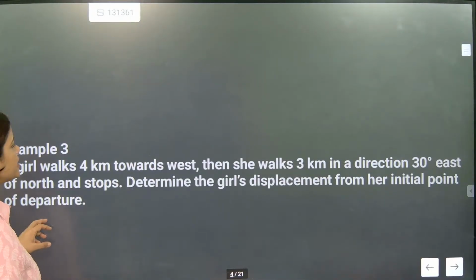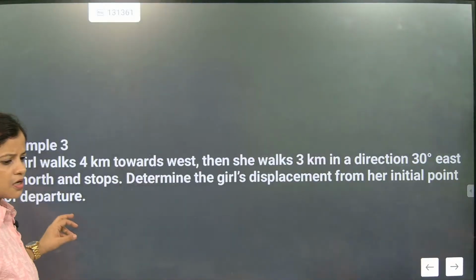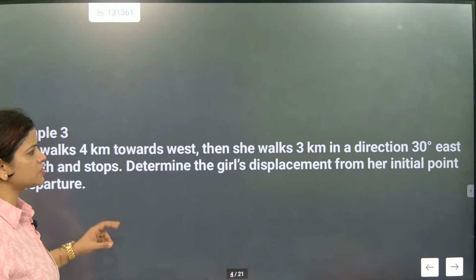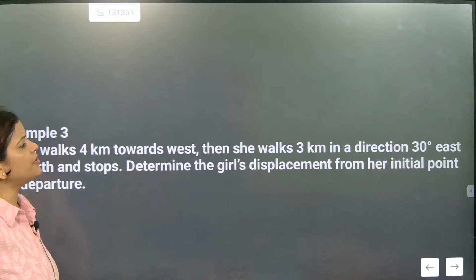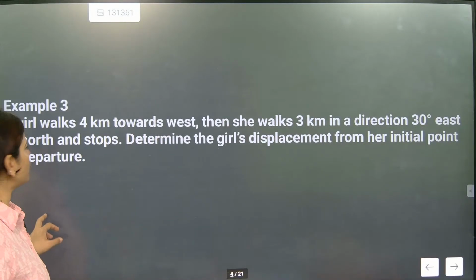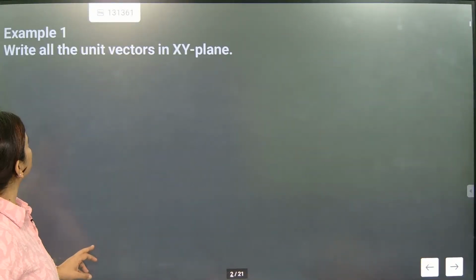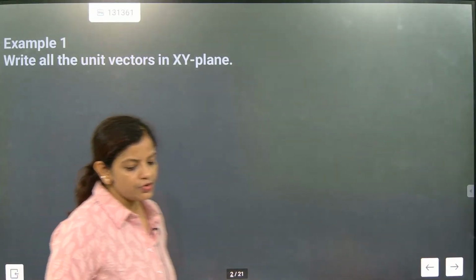This was the question. Can you read the question, please? A girl walks 4 kilometers towards west, and she walked 3 kilometers in the direction 30 east of north and stops. Determine the girl's displacement from the initial point of departure. Is this the same question? This is an NCERT question, and this question came in the exam. So we will do this question. But beta, first we are going to do this question.